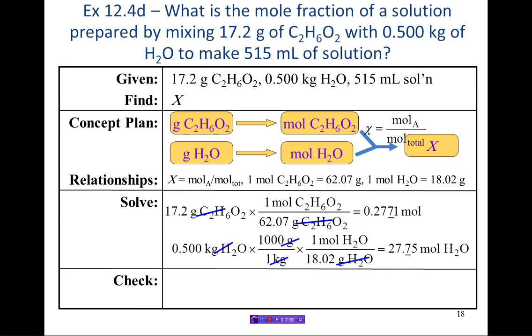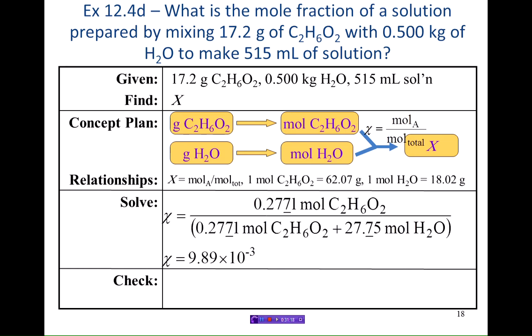Now, to get our mole fraction, we take the moles of our solute, that 0.2771, divided by our total moles of everything. So we have to add that 0.2771 moles of solute plus the moles of our solvent to get our total moles. And so that's what we've done here. This is the moles of our solute over the total moles, so that's the moles of our solute plus the moles of our solvent. And so our mole fraction is 9.89 times 10 to the minus third. And again, remember that mole fraction is unitless.